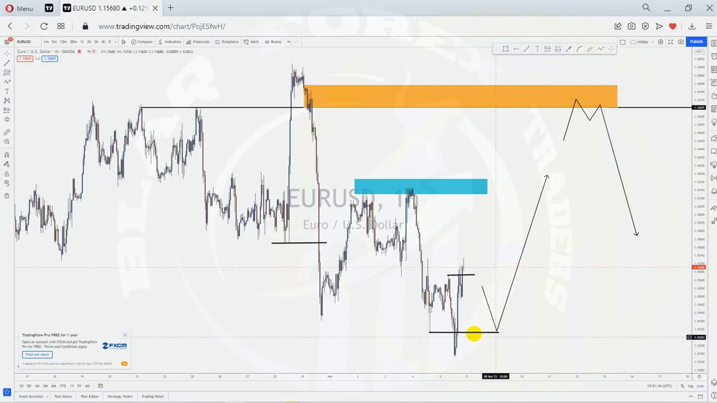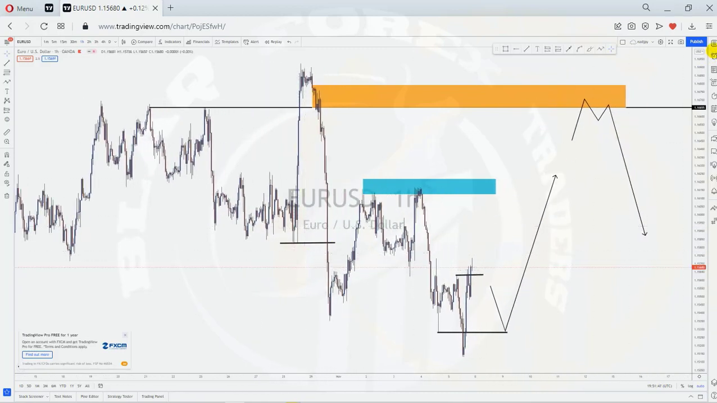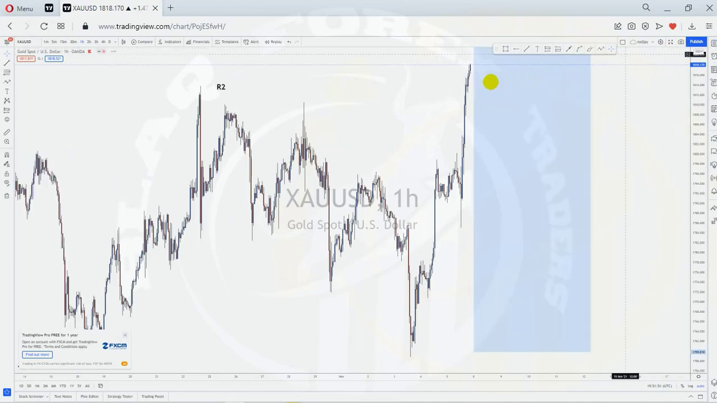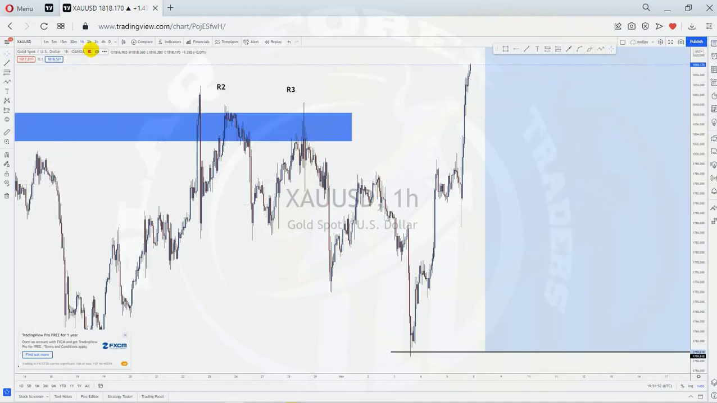If they come to this level, I'm going to buy the trend and go up with them until they reach my second setup, which is the sell point here, the supply level. So this is the setup that I have on Euro USD. So let's move to USD, which is gold.